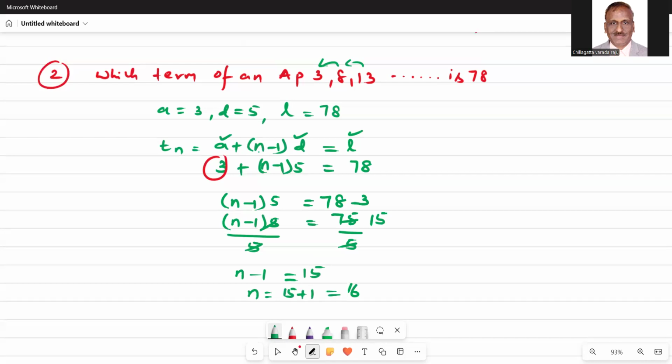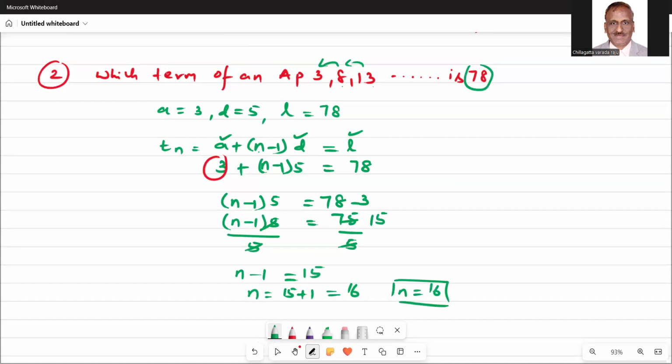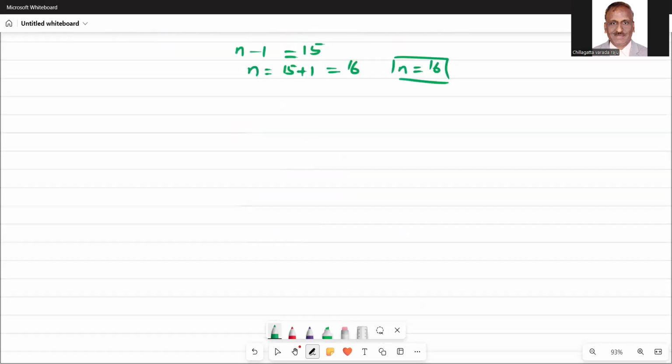What does this n equals 16 indicate? n equals 16 represents that there are 16 terms from 3, 8, 13, and so on, so that the 16th term will be 78. So you need not write all those 16 terms to come to the conclusion that there are 16 terms from 3 to 78. Okay, I hope all of you understood this.